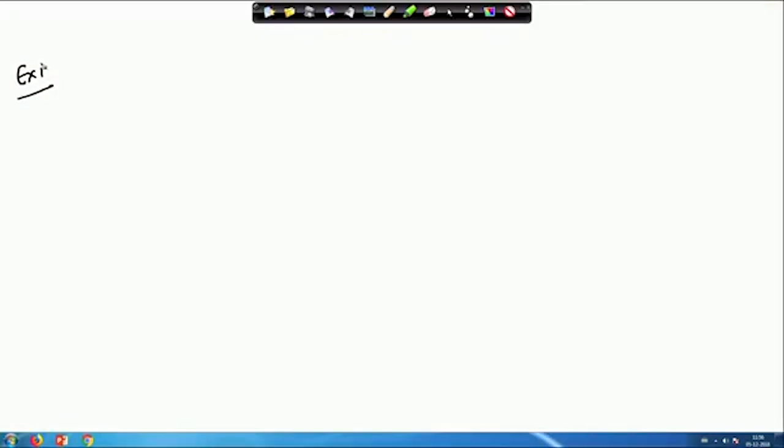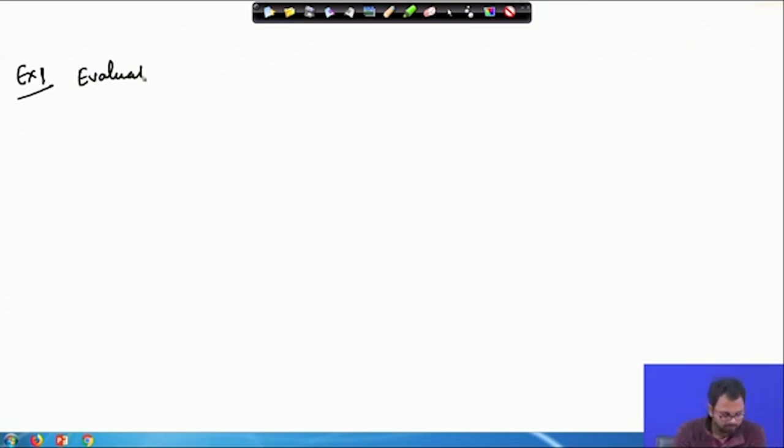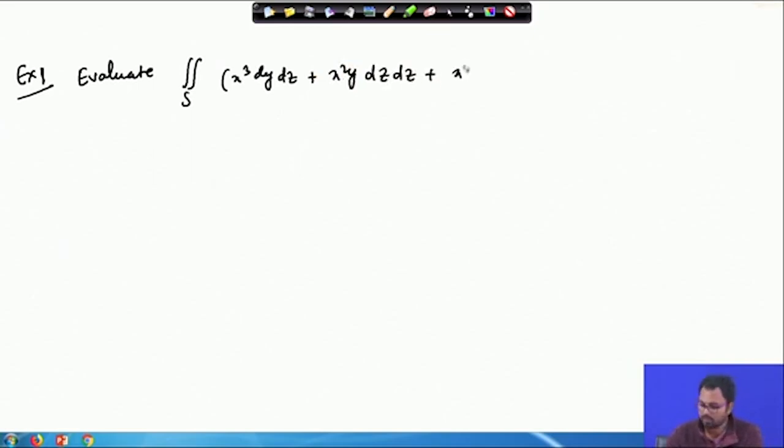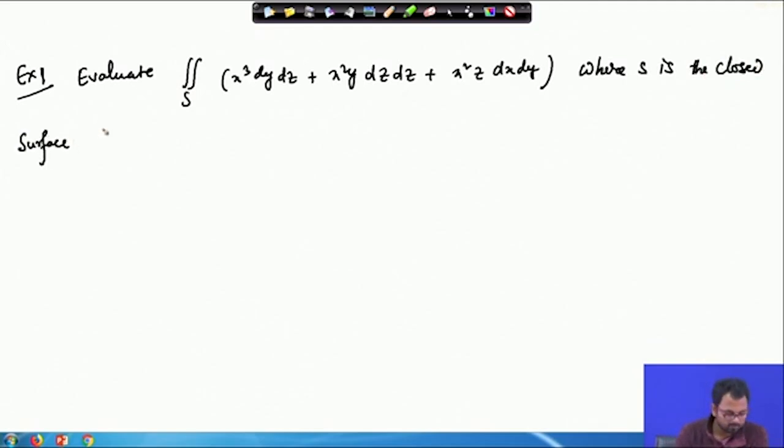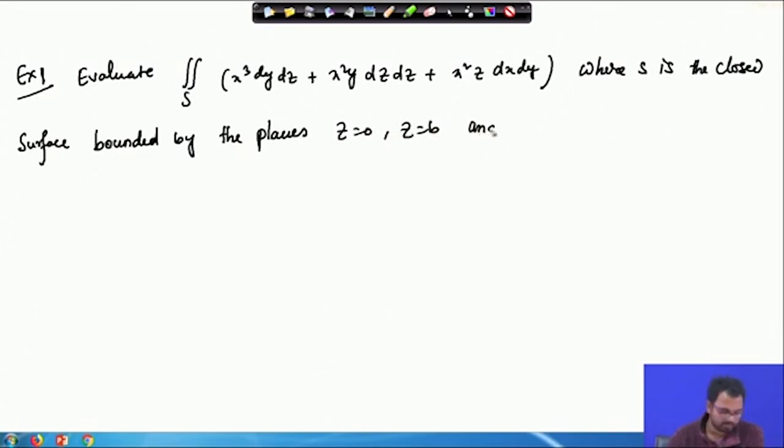So, example 1 for today. Evaluate the surface integral of x cube dy dz plus x square y dz dx plus x square z dx dy, where S is the closed surface bounded by the planes z equals 0, z equals b, and x square plus y square equals a square.